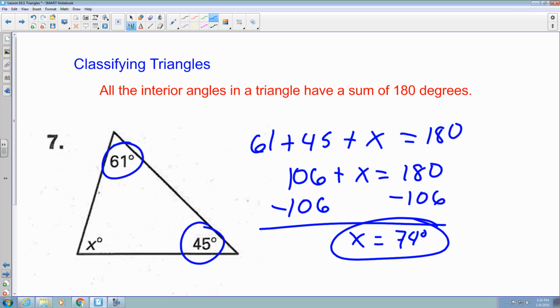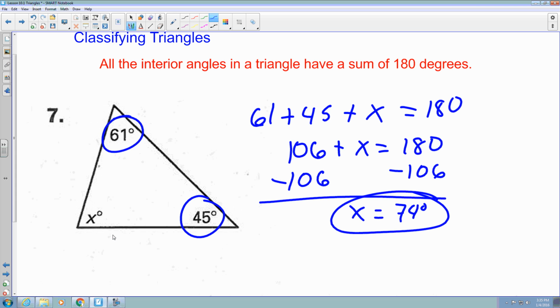And they're asking you to classify it by its angles. All three angles are less than 90, so this would be an example of an acute triangle.